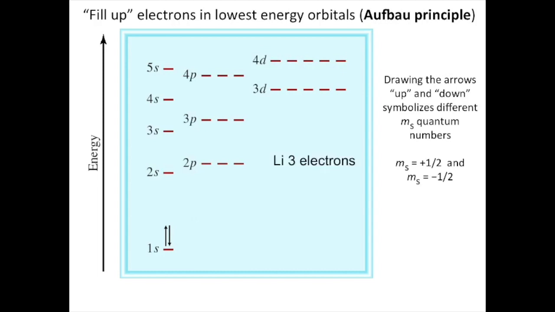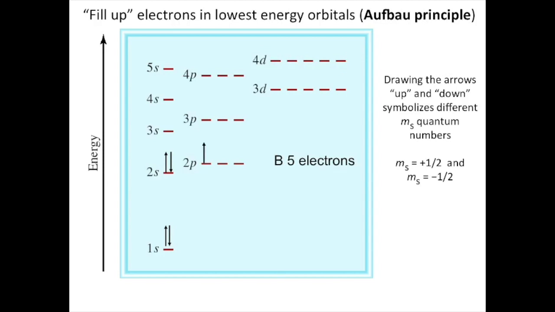Now let's do lithium, 3 electrons. Since each orbital can only hold 2 electrons, the 1s is full, so now we put an electron into the 2s. And then we'd write the electron configuration for lithium as 1s2, 2s1. Not surprisingly, when you go to beryllium, the 4th electron goes into the 2s, and here's the electron configuration for beryllium. Next one up, we get to boron.